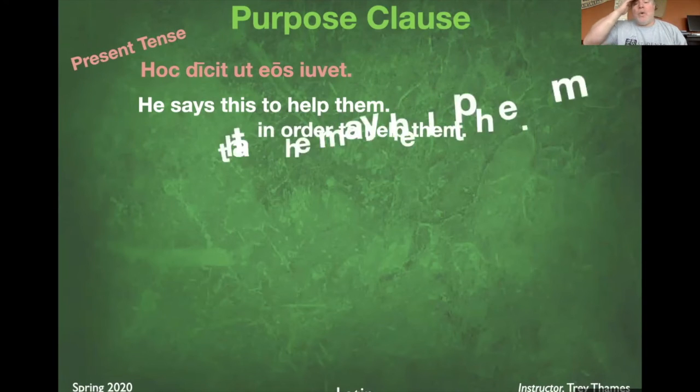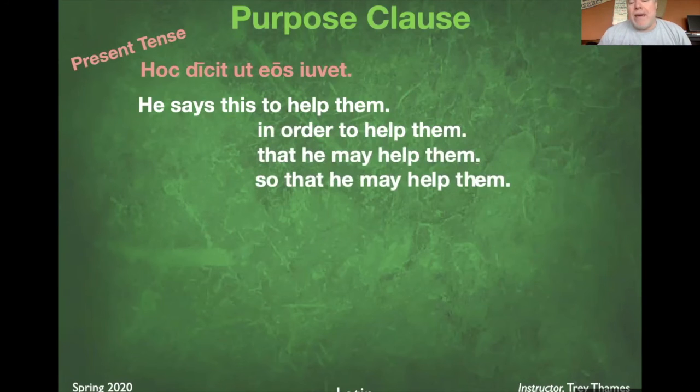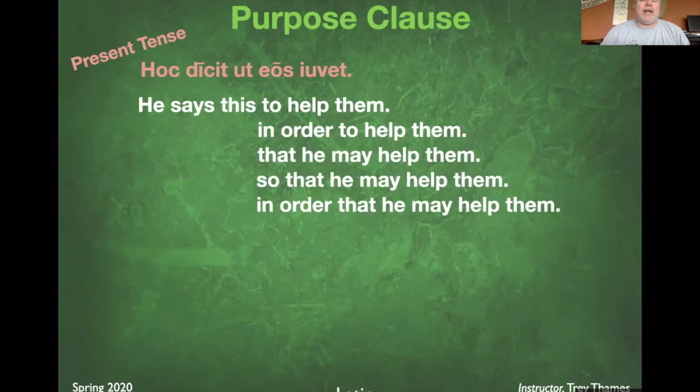He says this in order to help them. He says this that he may help them. He says this so that he may help them. He says this in order that he may help them. All of those are proper translations, but notice this in those the third, fourth, fifth option here, the use of the word may. If you have a present tense subjunctive, one way you can translate it in a purpose clause is with the word may. He may help them, that he may help them.